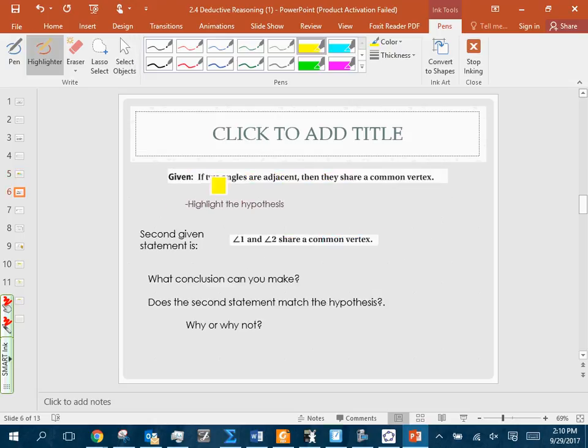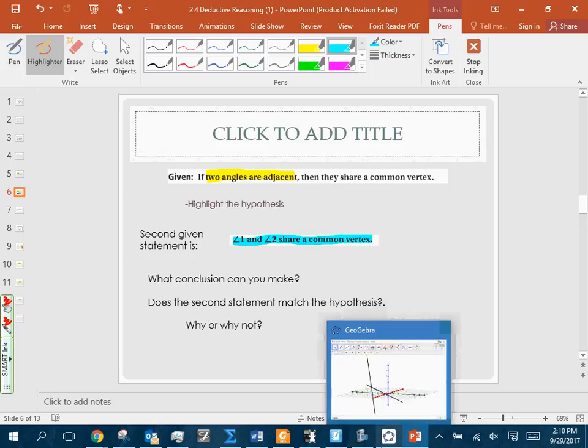Here, it says, if two angles are adjacent, then they share a common vertex. Would you guys agree with that? Yeah. Okay, that's part of the definition for being adjacent, that they have to have a common vertex. So if I look at that phrase there, that's my hypothesis. And here's my second statement. Does that second statement match the stuff that I have in yellow?